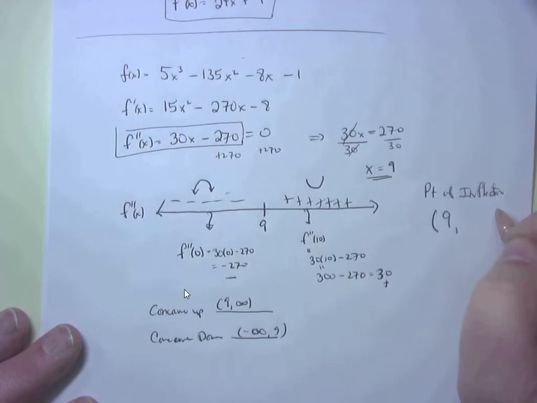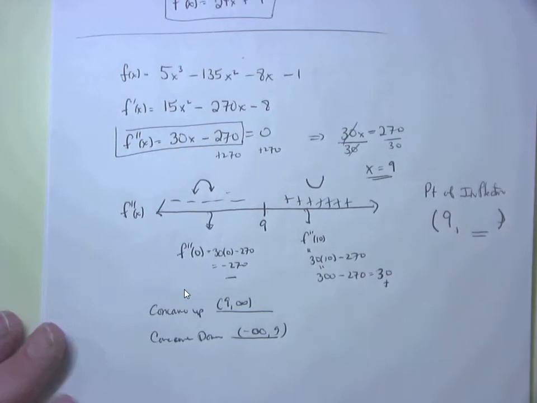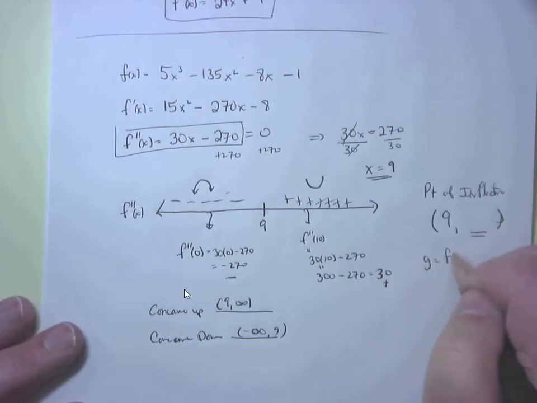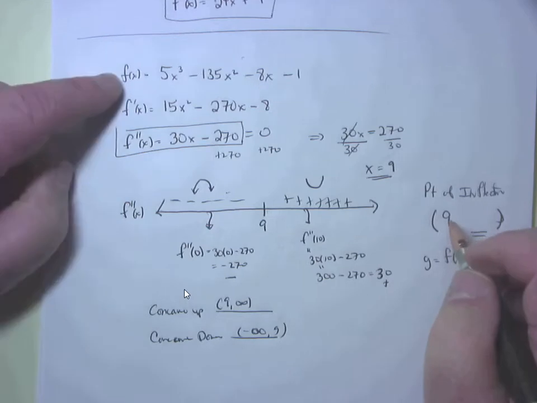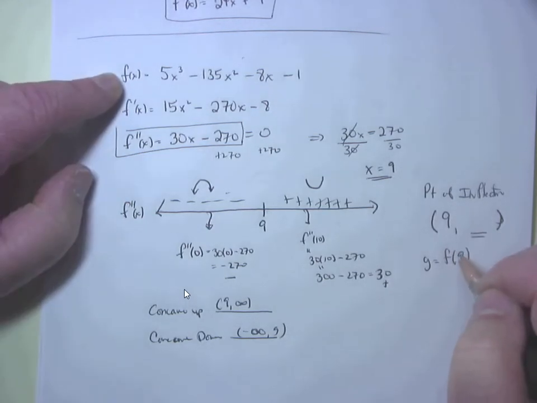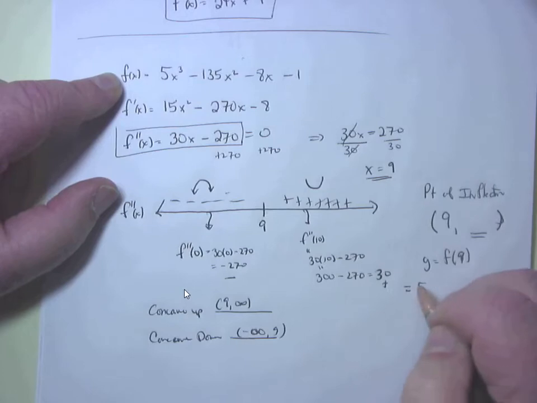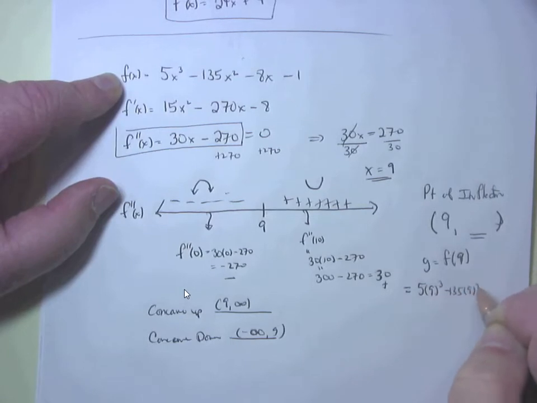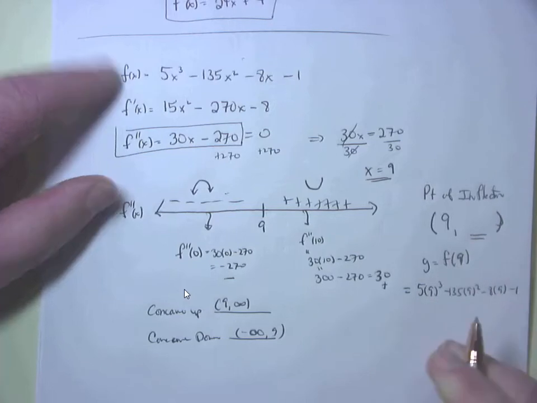But they want a point. So I've got to have a y-coordinate. How do I find a y-coordinate? I find a y-coordinate by plugging the x back into the original equation, way back up here. So I'm looking for f of 9. This would be equal to 5 times 9 cubed minus 135 times 9 squared minus 8 times 9 minus 1.